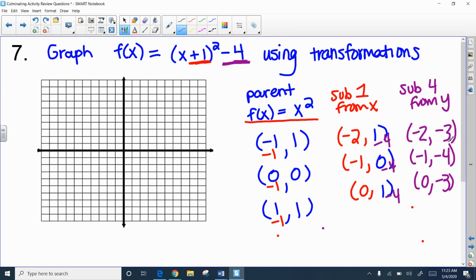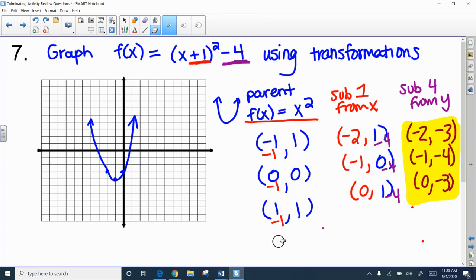Okay, once we have our 3 points, those are the points we want to plot. And then we also need to know the shape of our parent function. So I'm plotting these points. So (-2, -3), (-1, -4), and (0, -3). Now, hopefully we recognize the parent function is the parabola shape. So once I have my 3 transformed points, I draw in my parabola. So there's my transformed graph.